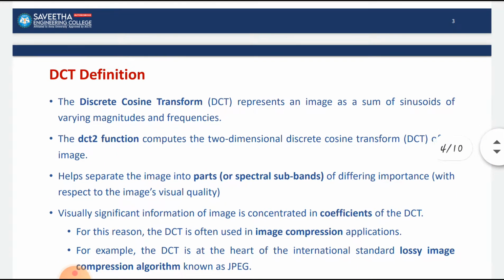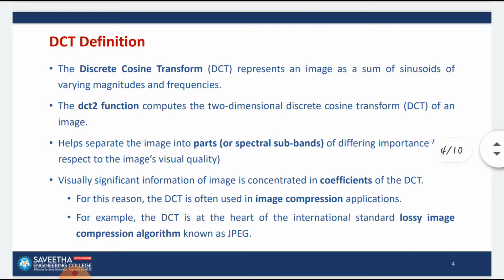Next, the definition of discrete cosine transform. What does it mean? It is used to represent the image as a sum of sinusoids of varying magnitudes and frequencies. So you will be looking at the signal, that is the image, as a sum of sinusoids with a magnitude and a frequency.